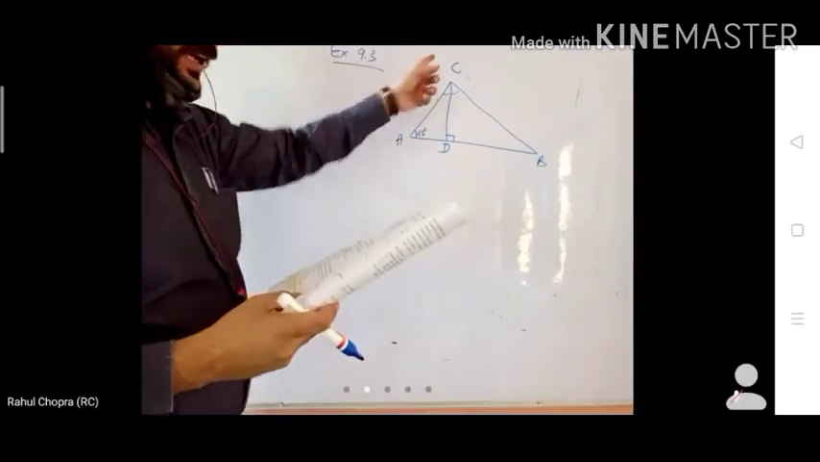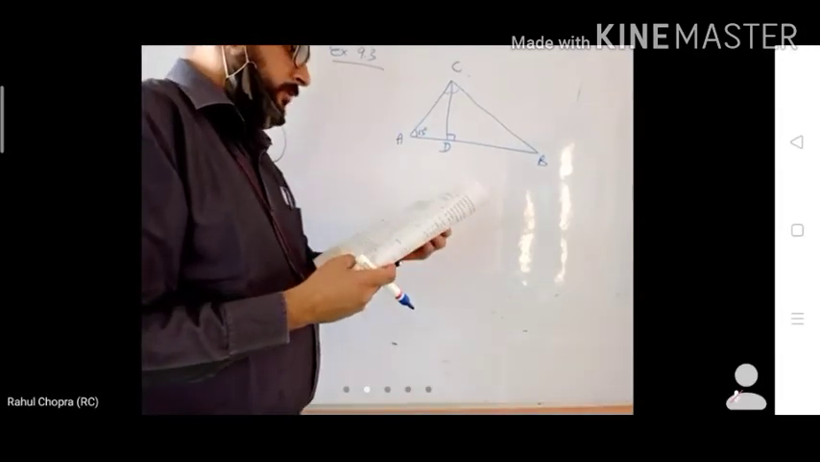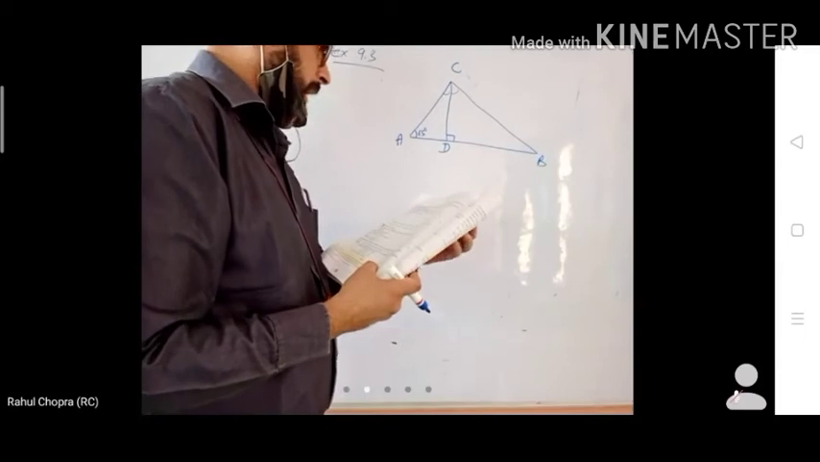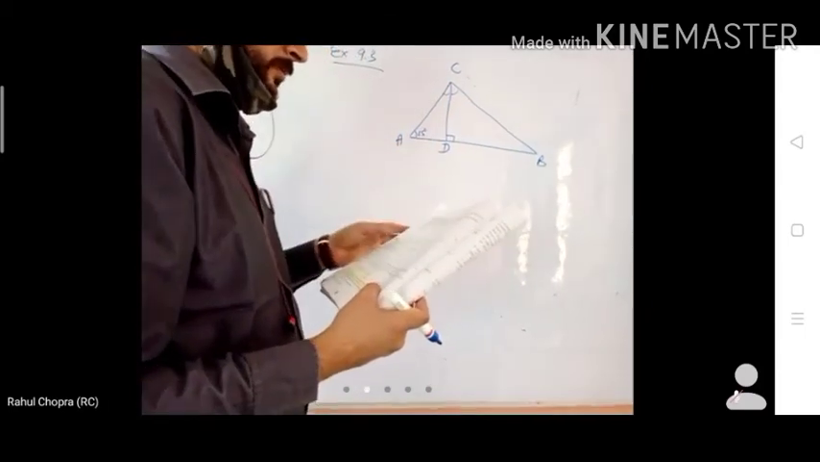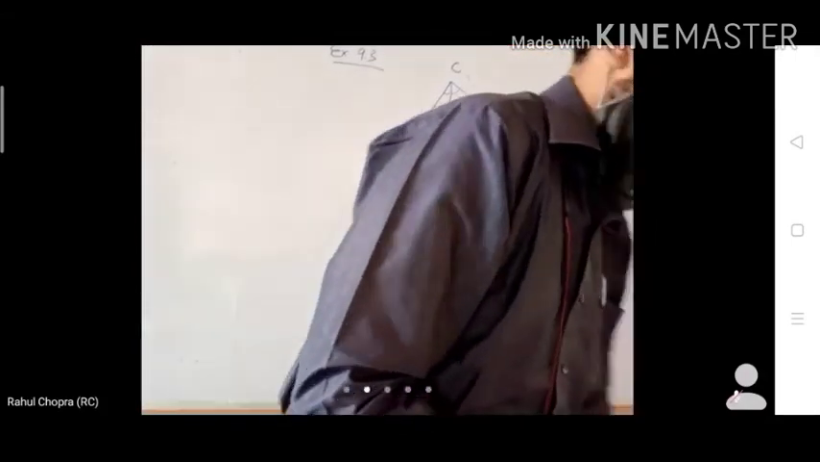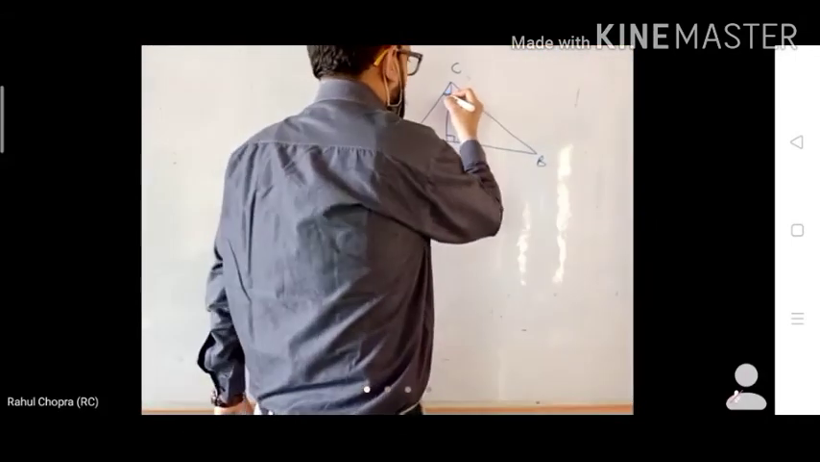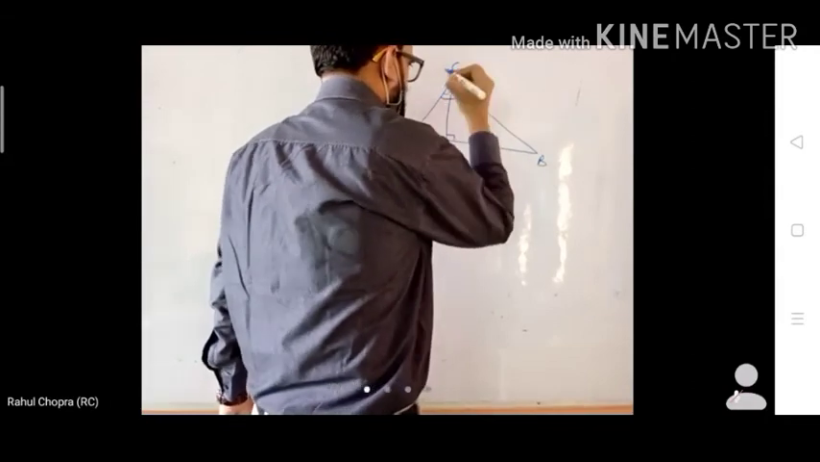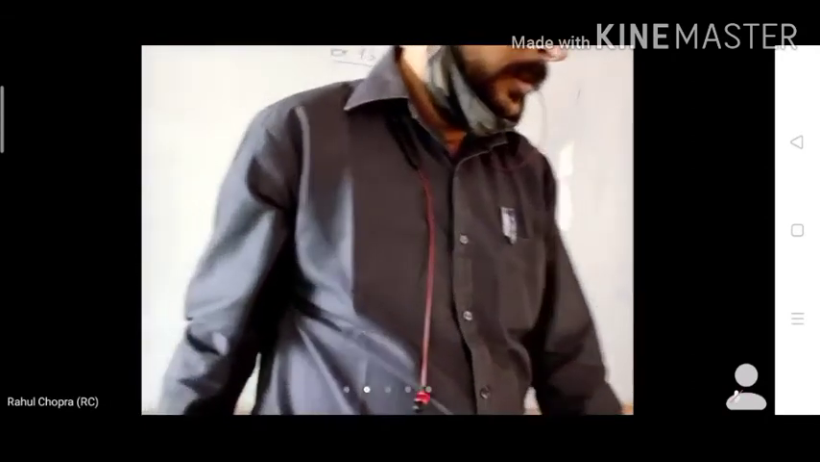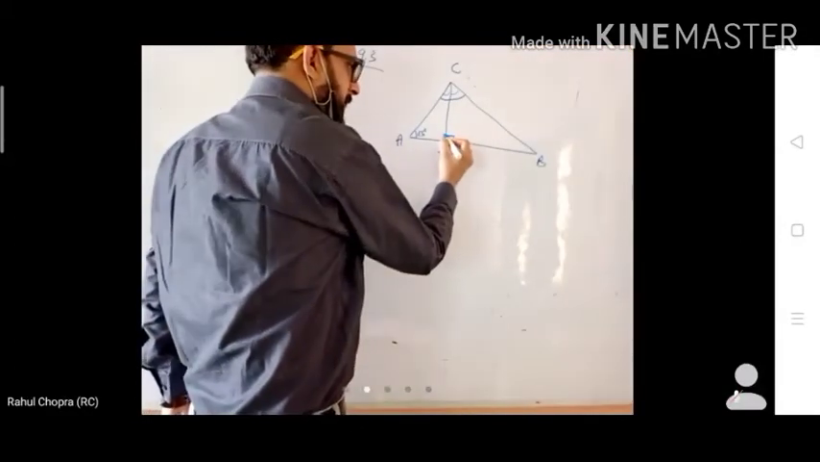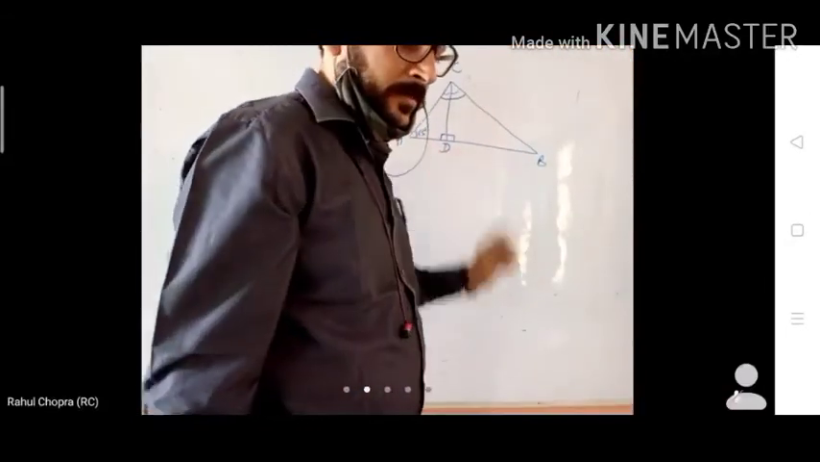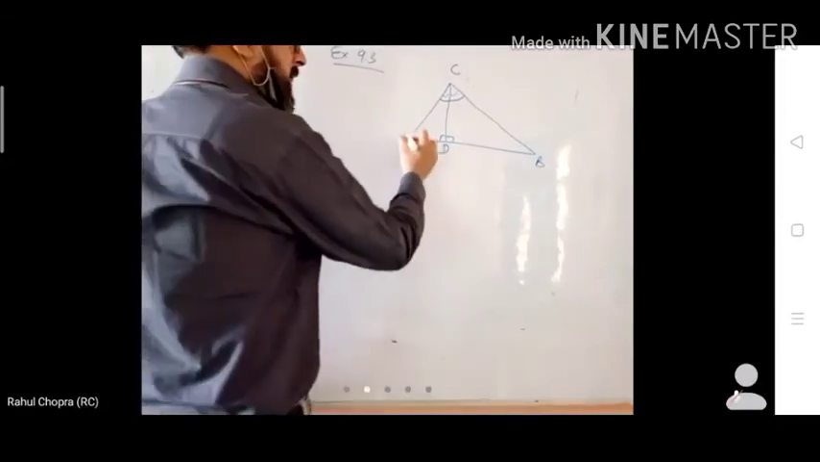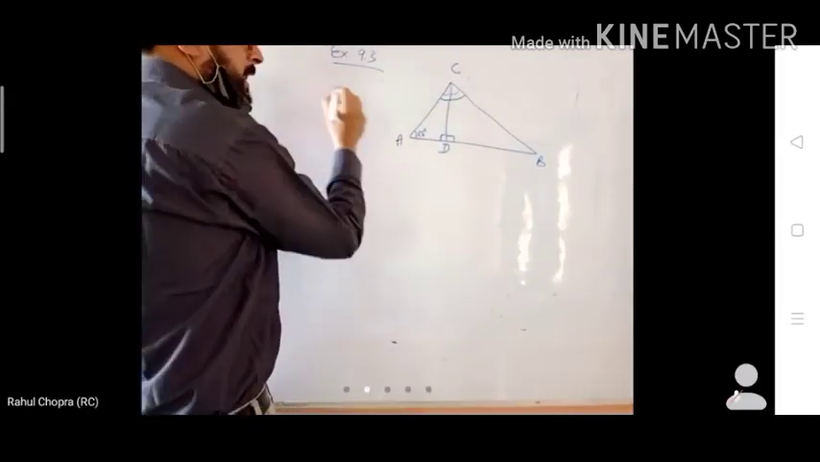In the given figure, triangle ABC is right angled at C. It means ये angle 90 degree का है. And CD is perpendicular to AB. ये 90 है, ये भी 90 है. Is it okay? Angle A is 65 degrees. You have to find angle ACD. First, you have to find angle ACD.